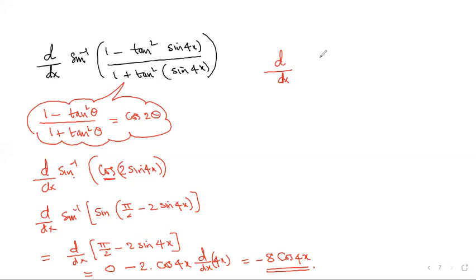Okay, next question. D by dx of sine inverse of 2 tan x... no, that has come up many times, something else. Okay, one minute, I'll change the question. D by dx of sec inverse of 1 plus tan square 3x upon 2 tan 3x.